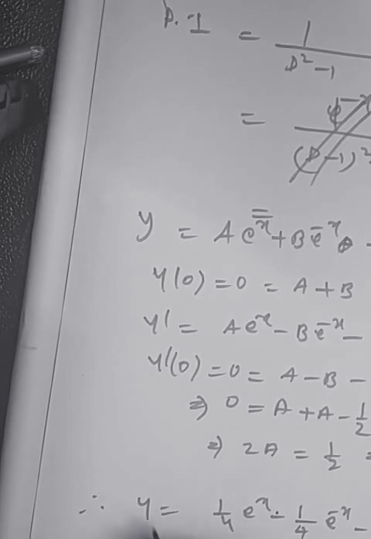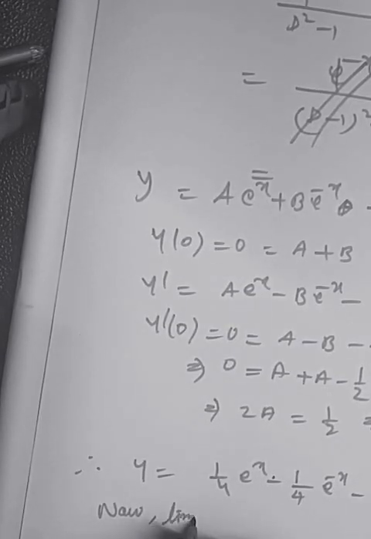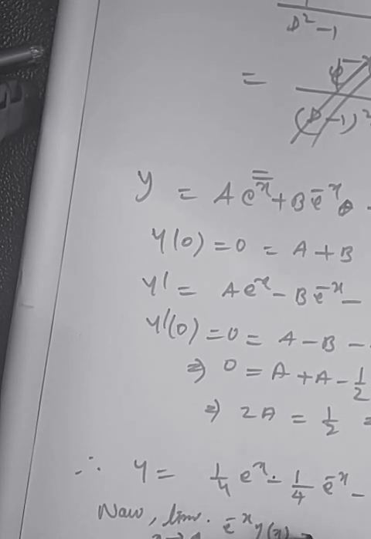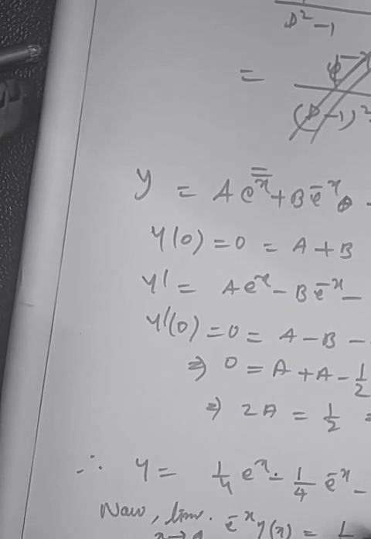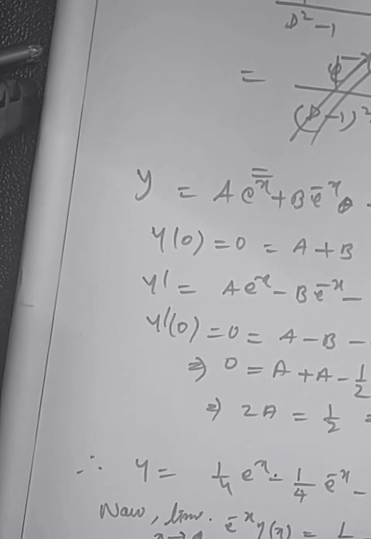Now the limit as x tends to infinity of y times e to the power minus x. So 1 by 4 minus x, right? It will be 1 by 4 e to the power minus 2x minus x by 2 e to the power minus 2x. As x tends to infinity, this goes to 0, this goes to 0, which is equal to 1 by 4. So c is true for e to the power x.